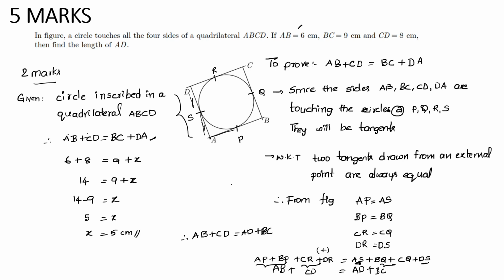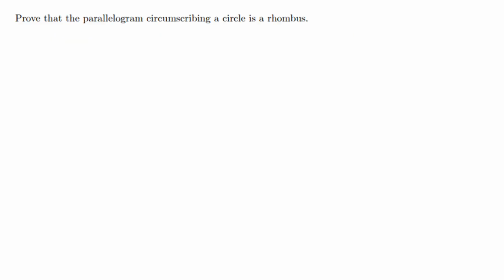So if it is asked for 5 marks, we have to do this proof and then do this problem. And if the same question is asked for 2 marks, we can directly do the problem by applying this theorem. Now, what if the same question is asked in a different way? Prove that the parallelogram circumscribing a circle is a rhombus.